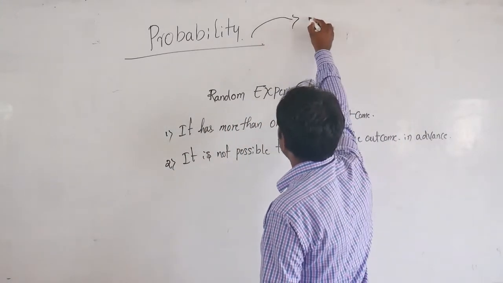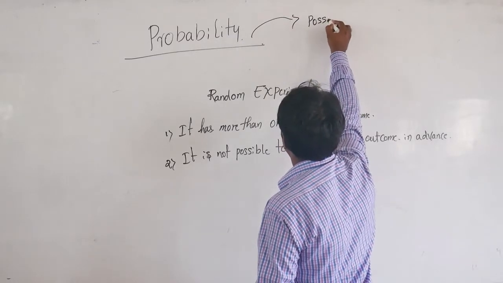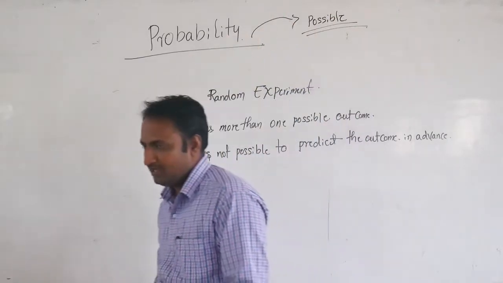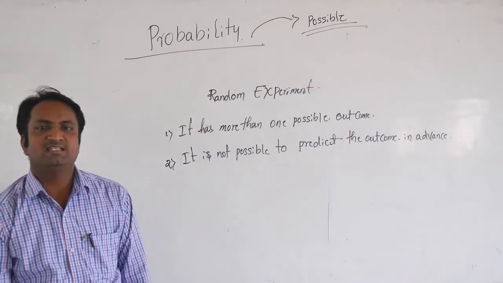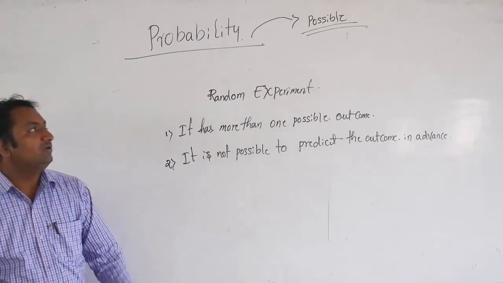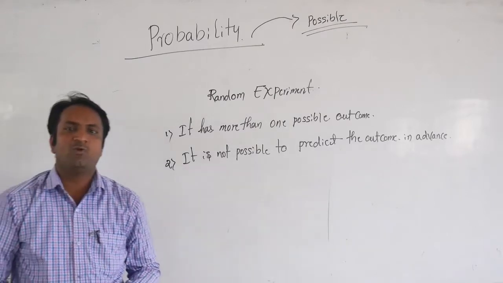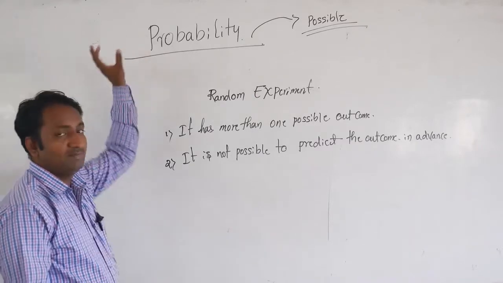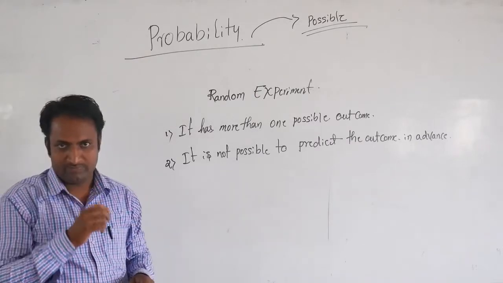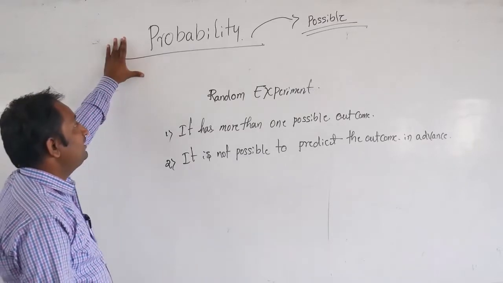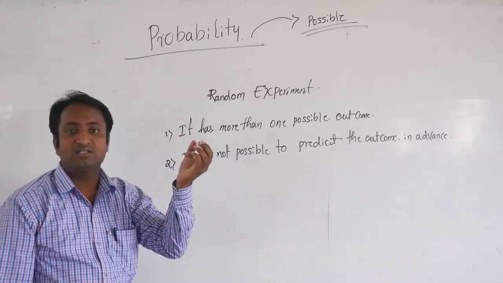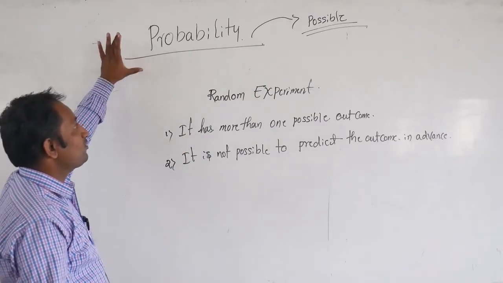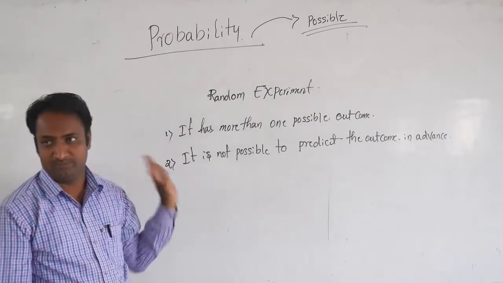Probability means possible. There is a possibility to happen. Probability means it is possible to happen. Here one coin is tossed. Either it may be head or tail. That means probability means possible to happen. Probability means a possibility.